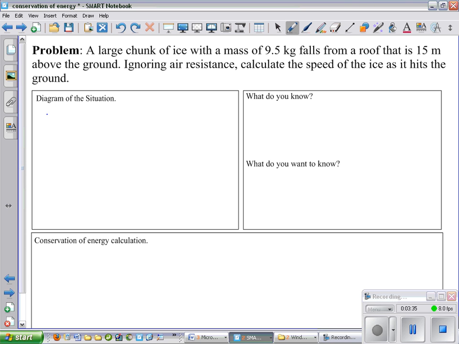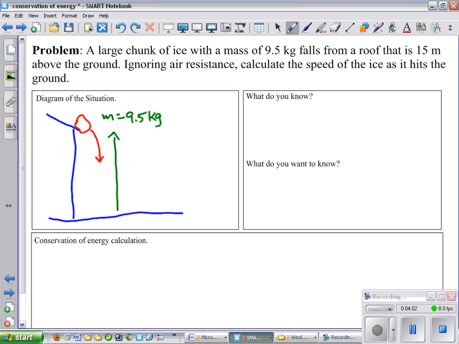So, we have the roof on a very wobbly house, and we have a chunk of ice teetering on the edge of the roof, and it falls down like so. And let's look at the information we have. Mass is 9.5 kilograms, and the height of the roof is 15 meters above the ground, and we would like to know how fast it hits the ground. So this is what we know, and this is what we want to know, actually, so we wrote it all over here.